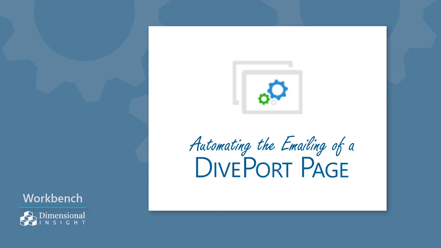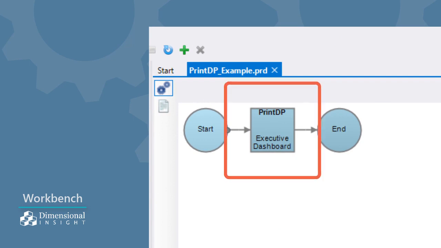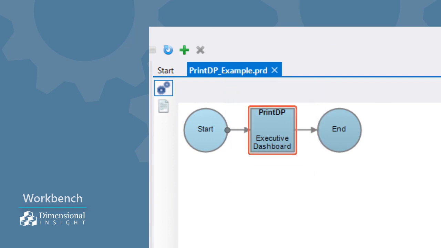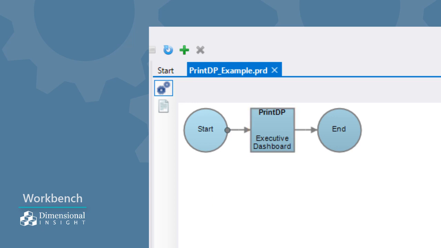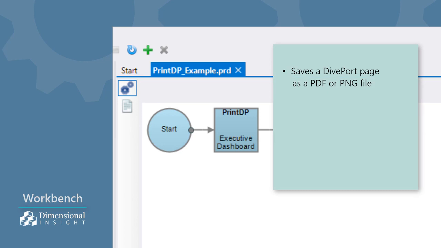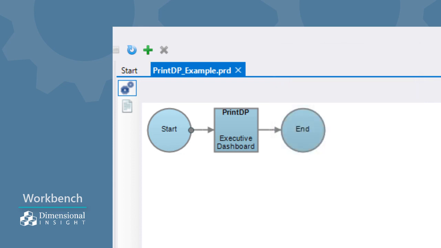In this demonstration, you'll learn how to use a production script to automate the emailing of a DivePort page to one or more users. The production script element that lets you perform these tasks is called the Print DivePort Page process node. The Print DivePort Page process node saves a DivePort page as a PDF or PNG file and lets you define a mailing list to which to send the file.